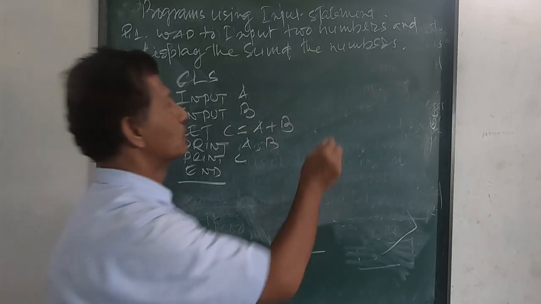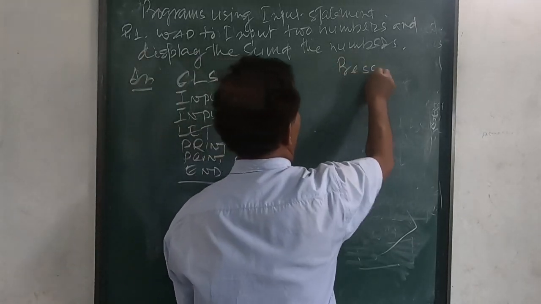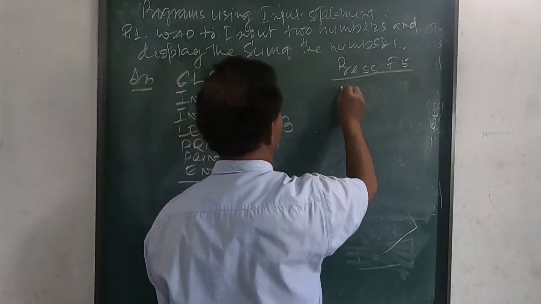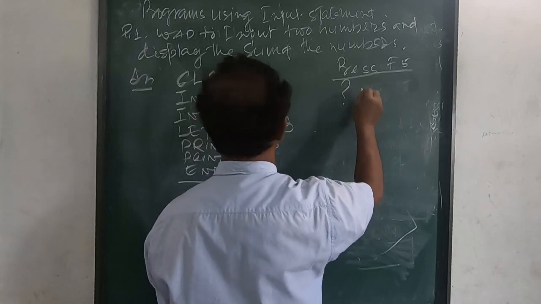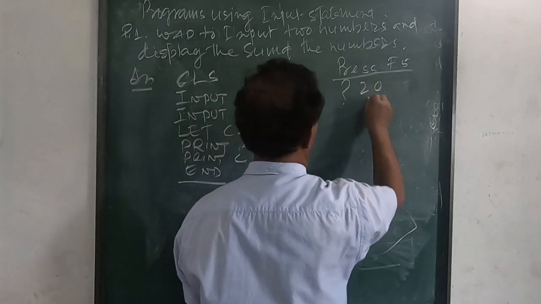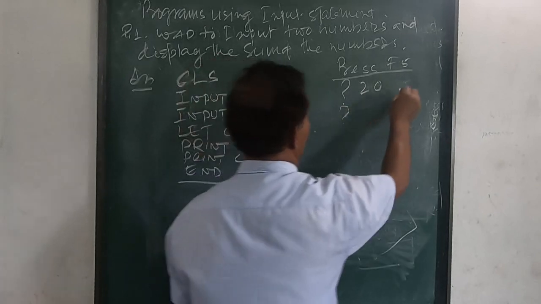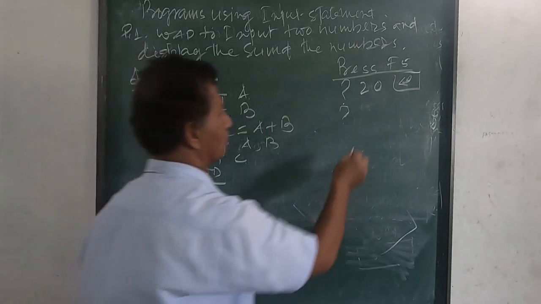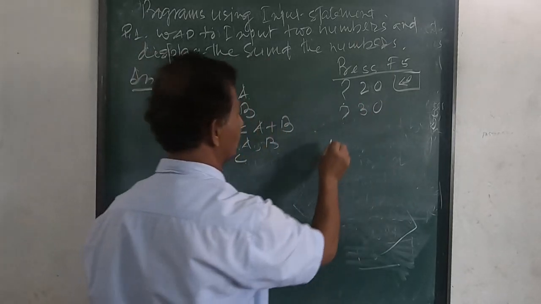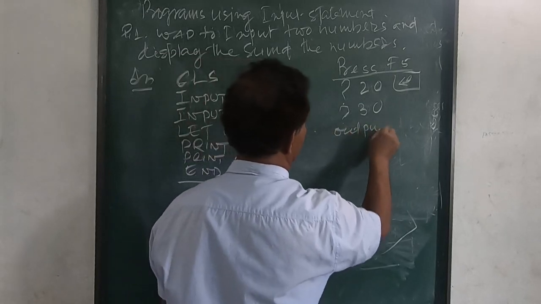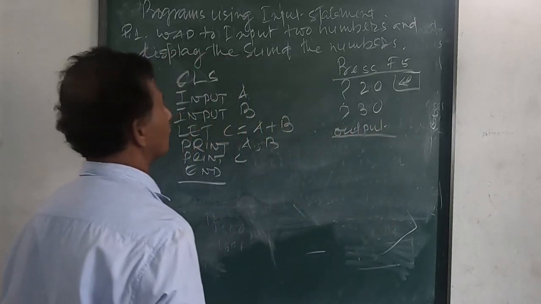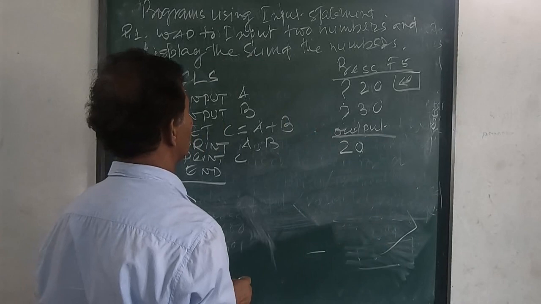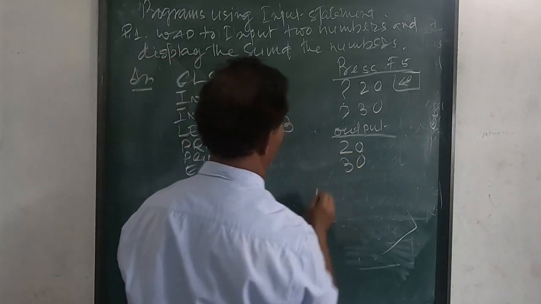Let us run the program. Press F5. What do you see? First of all, it will display a question mark. Then you write, suppose, 20. Next you press the enter key. The next question mark will be displayed. You write 30. Then the program output is 20 and 30, then 50.